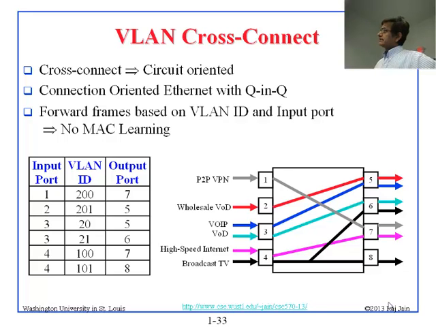A VLAN Cross-Connect is a device, not a network, where you could go from one port to the other port based upon VLAN ID. If you're coming on port 1 and your VLAN ID is 200, you go to the output port 7. If you're coming on port 2 and your VLAN ID is 201, you go to port 5, and so on and so forth. So this is basically a device that some company must have designed, and it doesn't require any standardization.